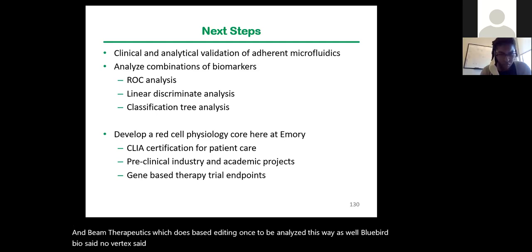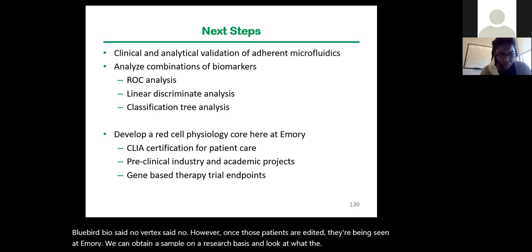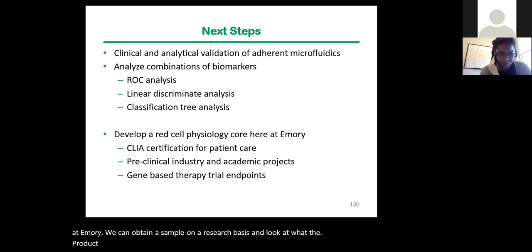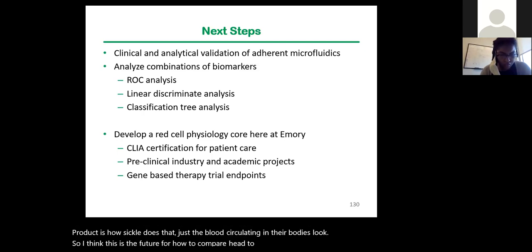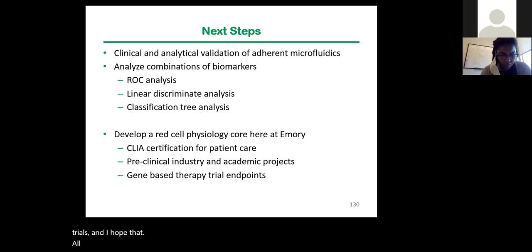However, once those patients are edited, they're being seen at Emory, we can obtain a sample on a research basis and look at what the end product is. How sickle does the blood circulating in their bodies look? So I think this is the future for how to compare head-to-head these different gene therapy trials. And I hope that all trials will aim for at least a trait level of function and correction.